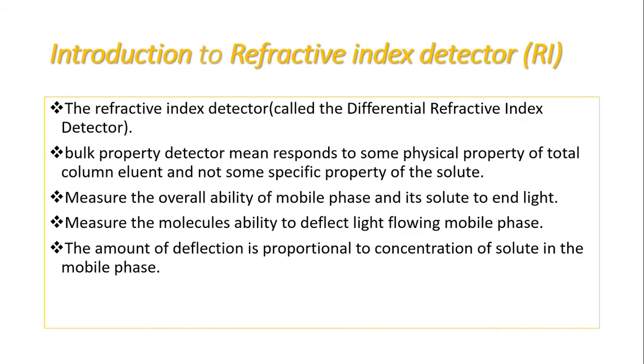RI has another name. It's called the differential refractive index detector. Also, we can say it is a bulk property detector. What's the meaning of bulk property? This means its response is to some physical property of the total column eluent and not to some specific property of the solute. So it totally depends on the physical property of the eluent and not on the property of the solute.